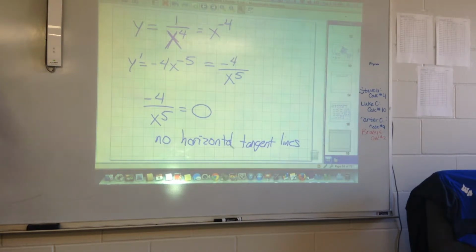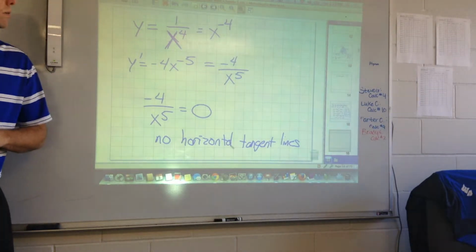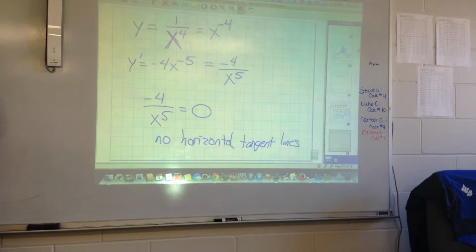Okay, so that could occur. Could definitely occur. With sines and cosines, there would be an infinite number of places where horizontal tangent lines occur.